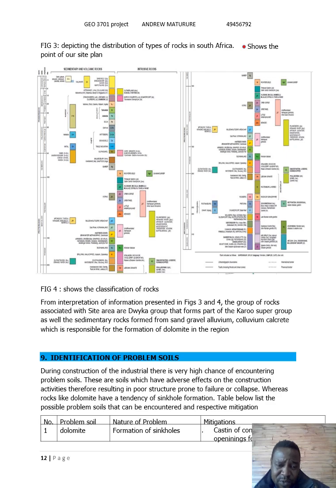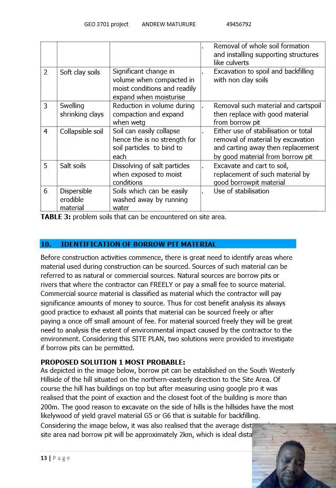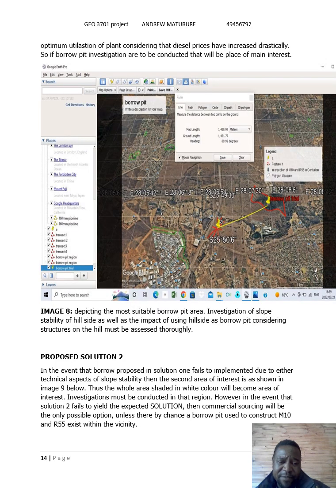Let us move on to problem soils, which is number 9. It's also on slide 13. Let us move on to number 14, which is the identification of borrow pit. I think on the diagram here I've shown images of places where we expect to get borrow pit material.